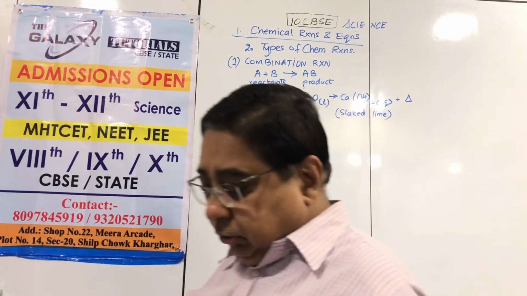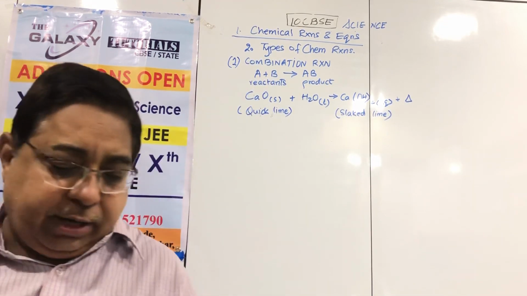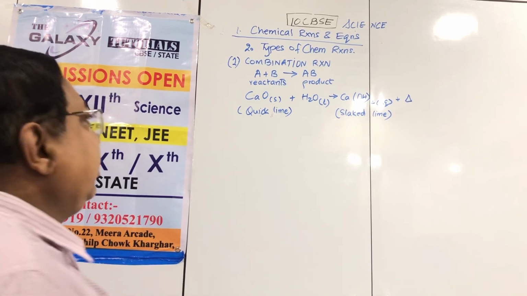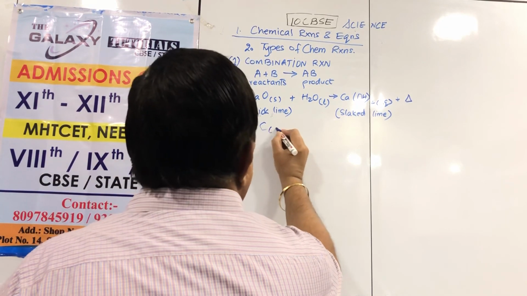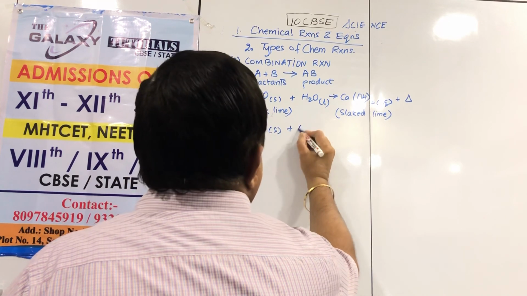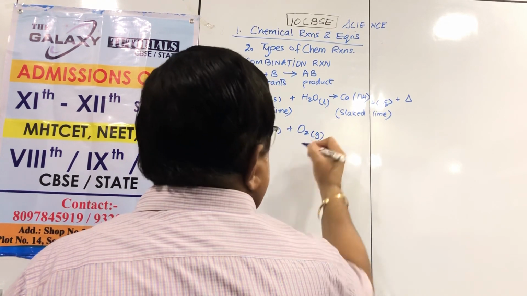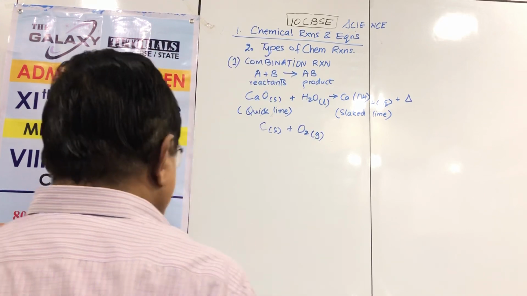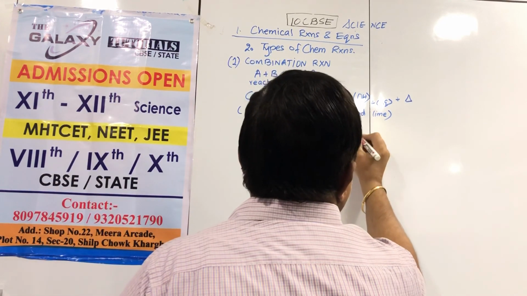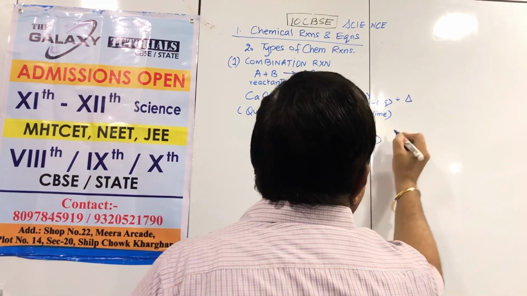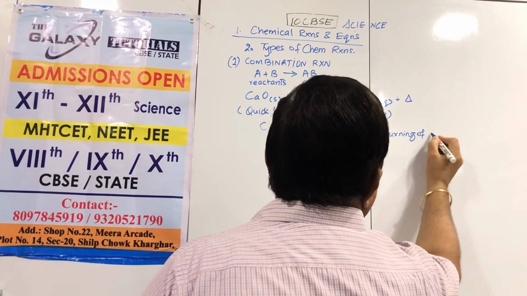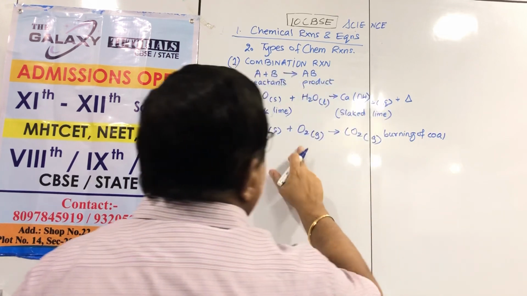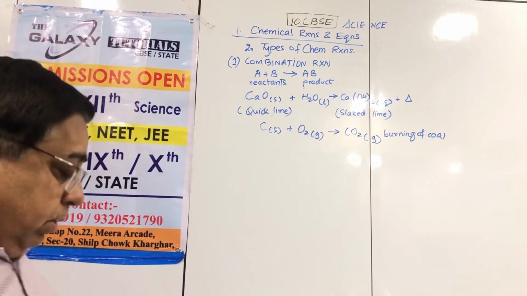Okay, so this is how the combination reaction is there. The book says the second one is burning of coal. So coal is carbon, solid, plus oxygen from the air, we are not using other gases, and we will form carbon dioxide gas. Burning of coal. Okay, A plus B gives you AB.